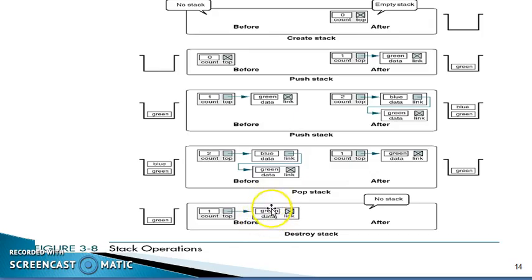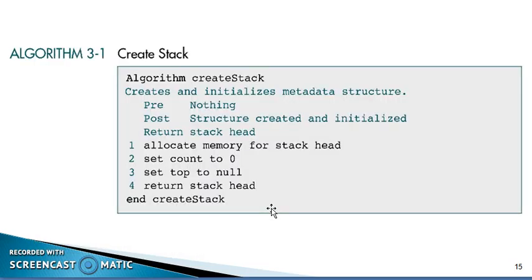At last, in order to destroy this stack, we need to destroy it because unnecessarily memory should not be allocated. So if we deallocate the memory, then it is efficient. Once our operations are over, then we need to deallocate the memory space which is allocated for the stack.